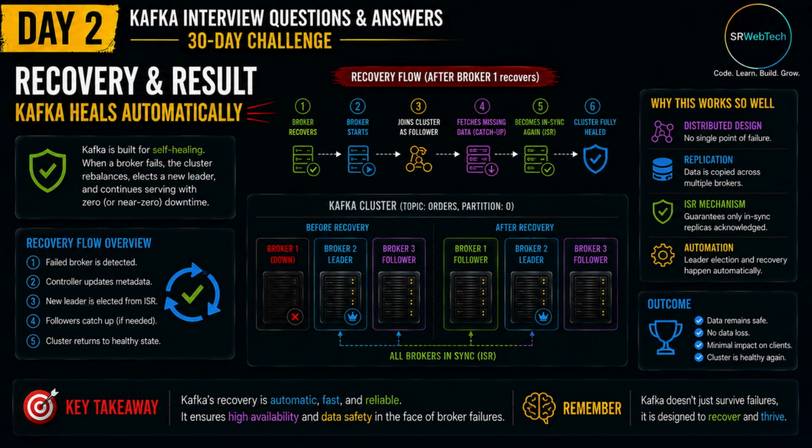After the new leader is elected, producers can resume publishing and consumers can resume consuming. When the failed broker returns, its replicas can catch up with the current leader. Kafka therefore moves from failure to recovery without requiring the entire application to restart.